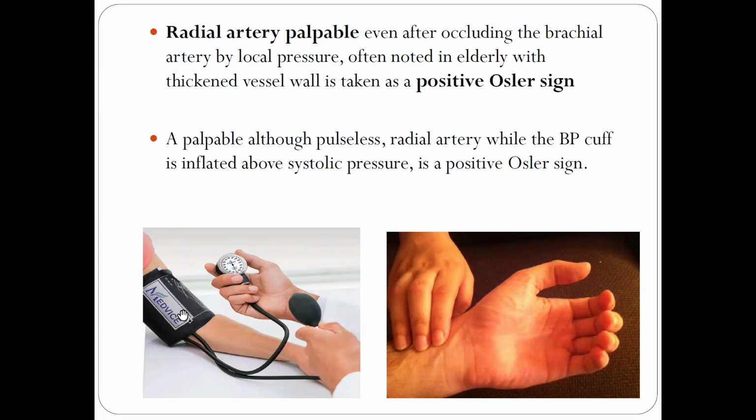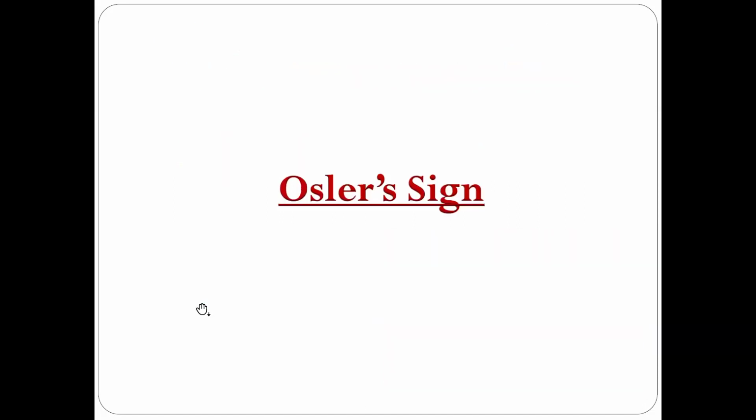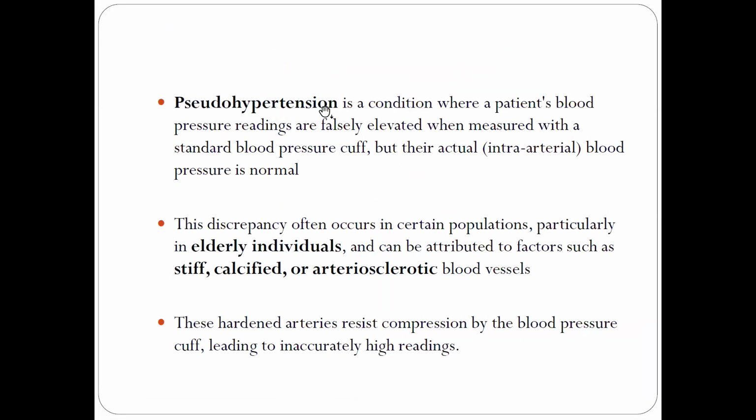Because of this calcification or arteriosclerosis due to aging, the cuff is unable to compress that artery completely, and that's why it leads to falsely elevated blood pressure. However, when you do invasive arterial monitoring, that is, you put a catheter in the artery and measure the blood pressure, it will be found to be normal. So this is what is called pseudohypertension.